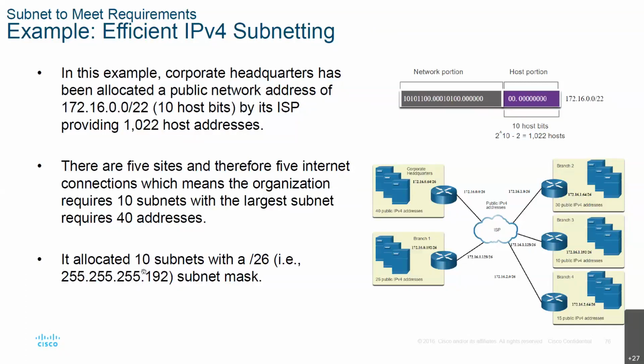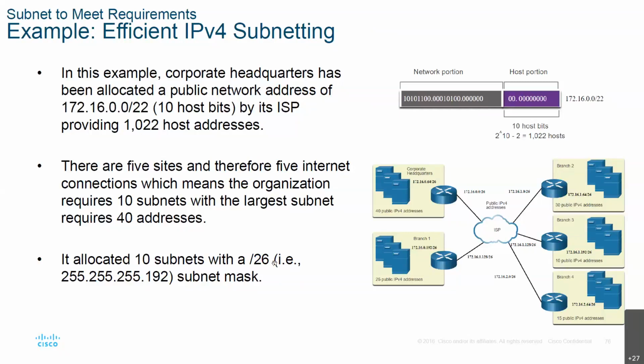We are going to allocate 10 subnets with a /26. So we are converting this /22 to /26. In order to make it 26, 23, 24, 25, 26, you have to borrow 4 more host bits and bring them to the network. So we are converting 22 to 26.